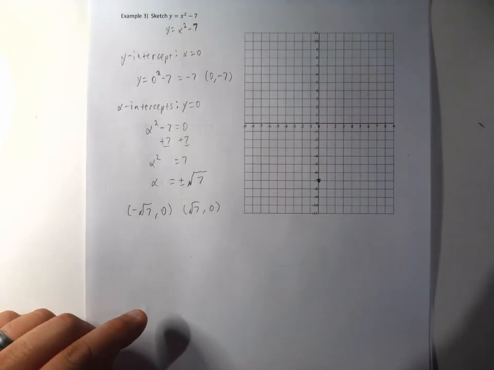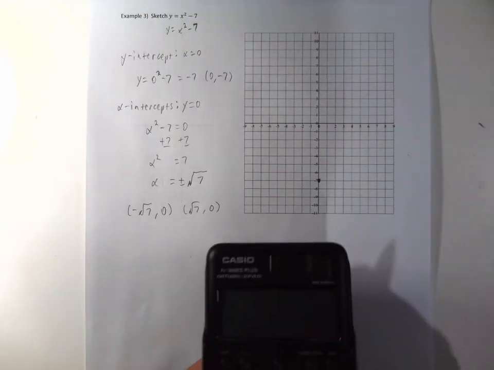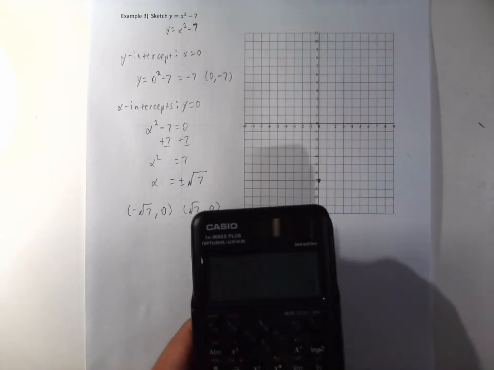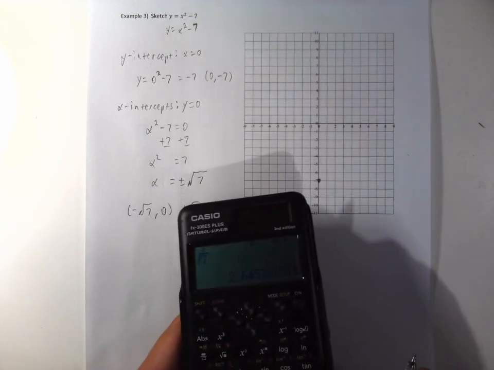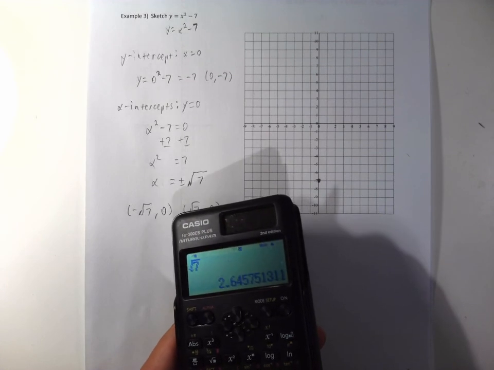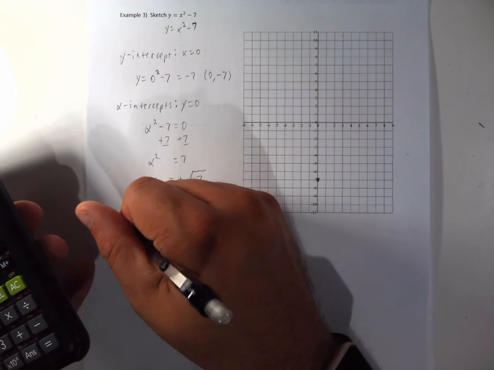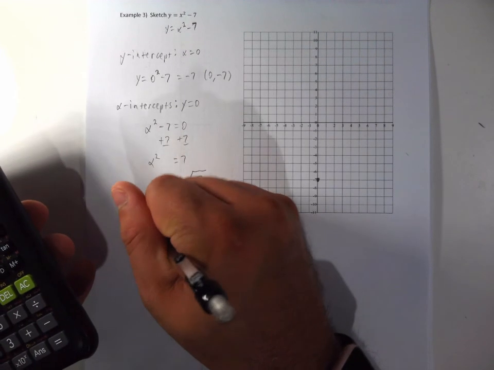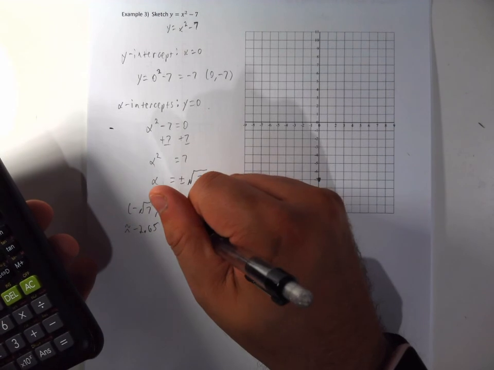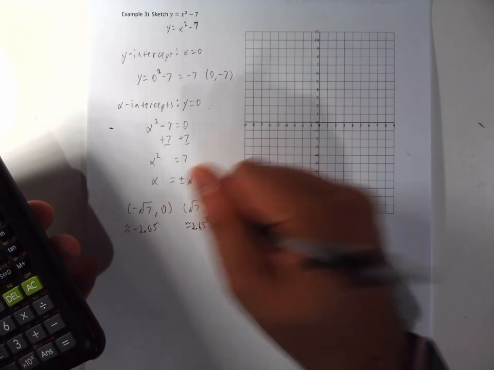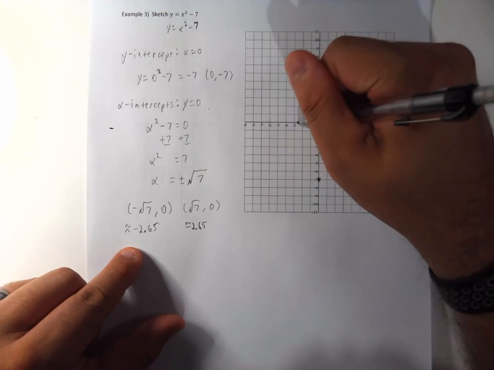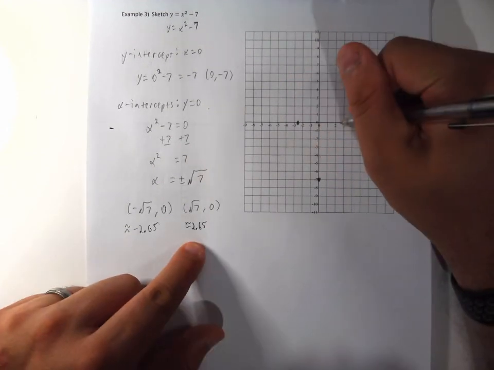Okay, this isn't very useful for graphing purposes, so I'll put a decimal approximation below the square root of 7. Approximately 2.65. So negative 2.65, positive 2.65. So a little bit less than negative 2.5, a little bit more than 2.5.